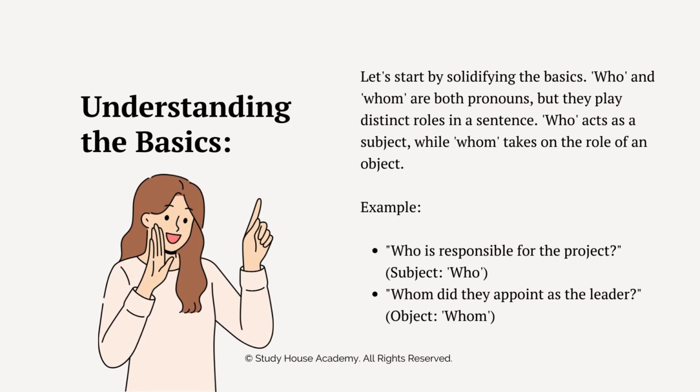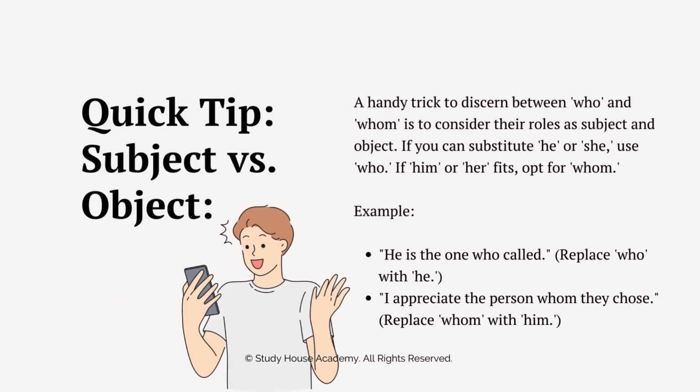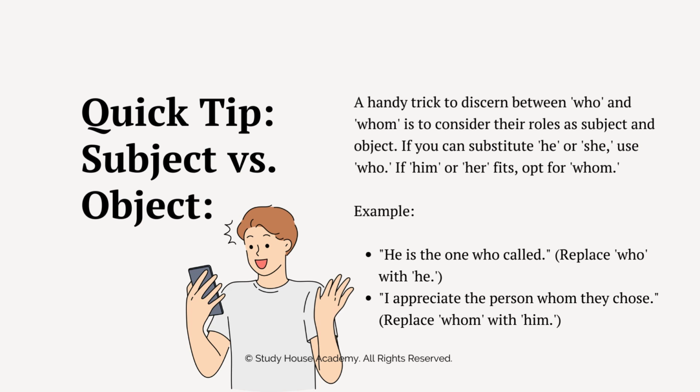Understanding the basics. Let's start by solidifying the basics. Who and whom are both pronouns, but they play distinct roles in a sentence. Who acts as a subject, while whom takes on the role of an object. Example: Who is responsible for the project? Subject, who. Whom did they appoint as the leader? Object, whom.